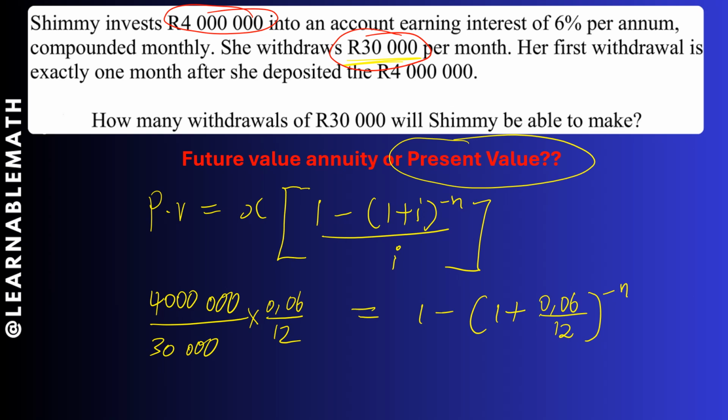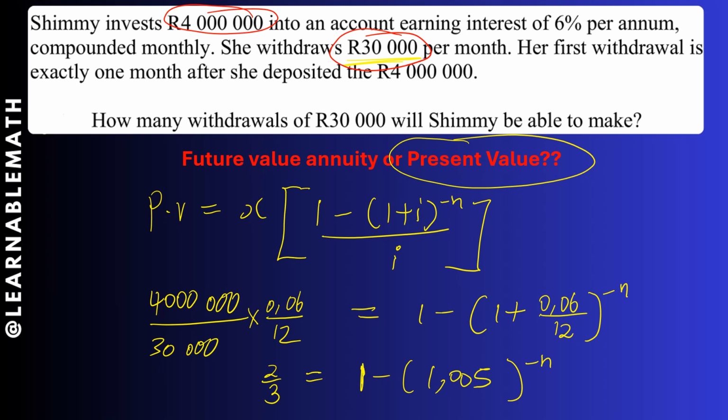Then we can simplify using our calculator. It's 4 million divided by 30,000 times 0.06 over 12. I'm just going to use my calculator quickly. So this side I'm getting 2 over 3 is equal to 1 minus 1 plus 0.06 over 12 exponent minus n. Okay, so inside there I can also simplify 1 plus 0.06 over 12. It's going to give me 1.005, so I can replace it there with 1.005. The rest is just algebra because you're trying to look for n.